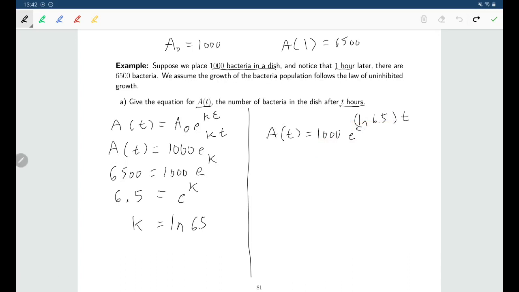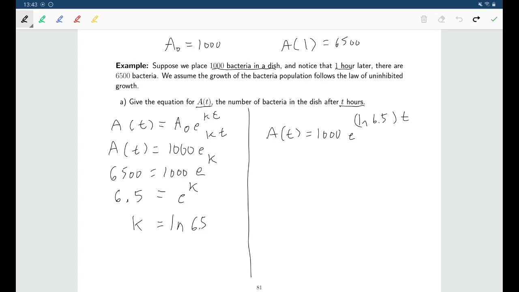There's no reason why I need this to be a decimal number because, again, I've got a calculator. If I did need to find out what this is, that's when I'll use my calculator to do that for me. Otherwise, I'm not going to waste my time. So there we go. We have A of t. My formula for the number of bacteria is 1000 e to the natural log of 6.5 times t.